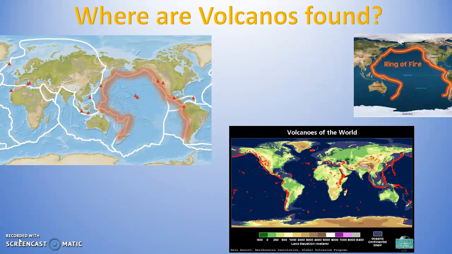And as we can see from the pictures on the PowerPoint, I provided 2 pictures that show us the Ring of Fire. You see that kind of outlined? Alright, and if we look at the last picture down here, we can kind of see that volcanoes can be found all over the world. They can be found both on land and in the water.